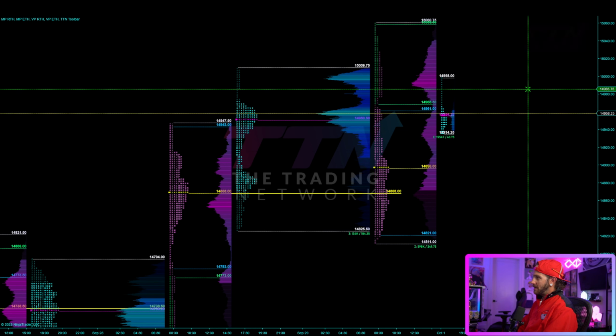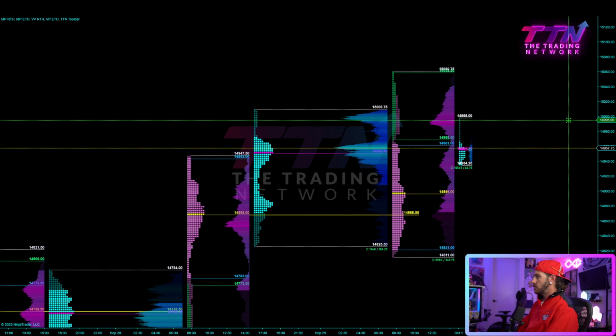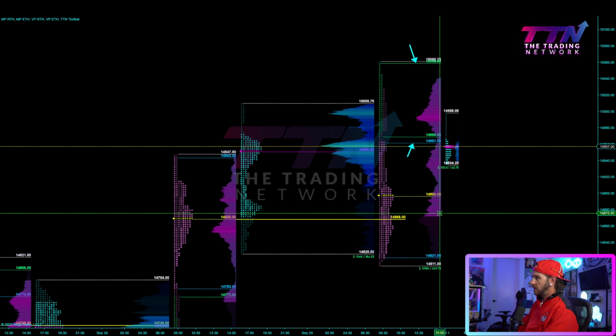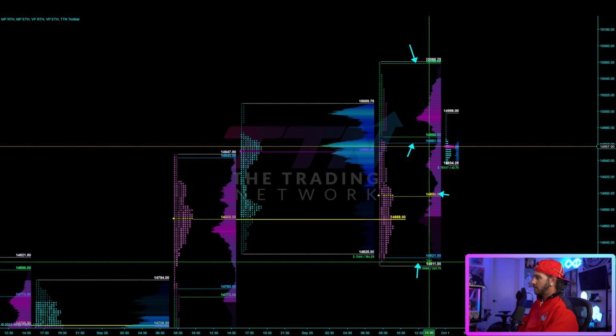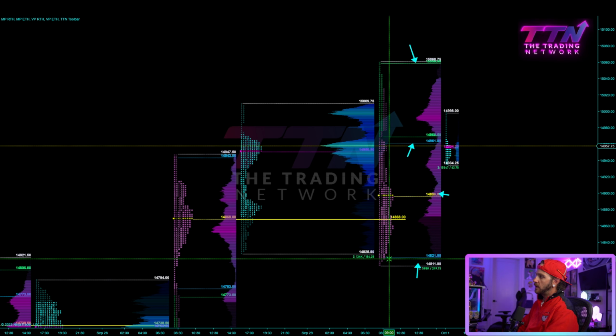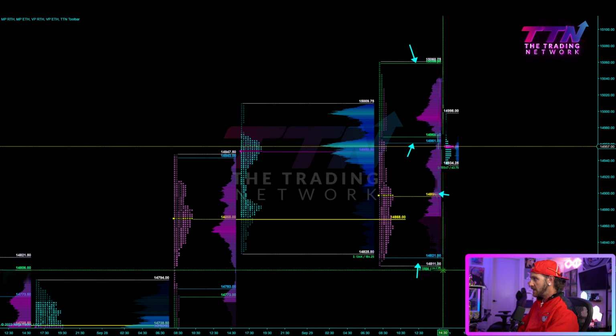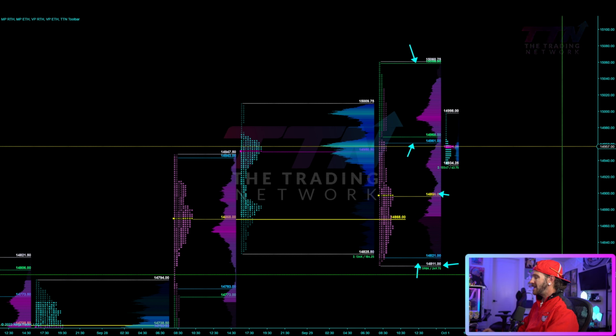What I'm going to be looking at moving forward into tomorrow's regular trading hours session is going to be the reaction to these levels in New York session, or from Friday's New York session. So this pink profile here, this is Friday's New York session. This is Friday's high up here at 15,060, Friday's low down here at 14,811.